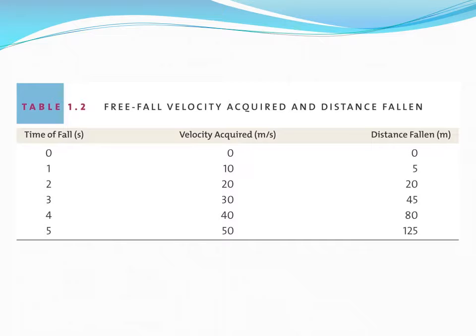At 2 seconds, the velocity is 20 meters per second, and the distance fallen is 20 meters. At 3 seconds, the velocity is 30 meters per second, and the distance fallen is 45 meters. At 4 seconds, the velocity is 40 meters per second, and the distance fallen is 80 meters. And in 5 seconds, the velocity is 50 meters per second, and the distance fallen is 125 meters.